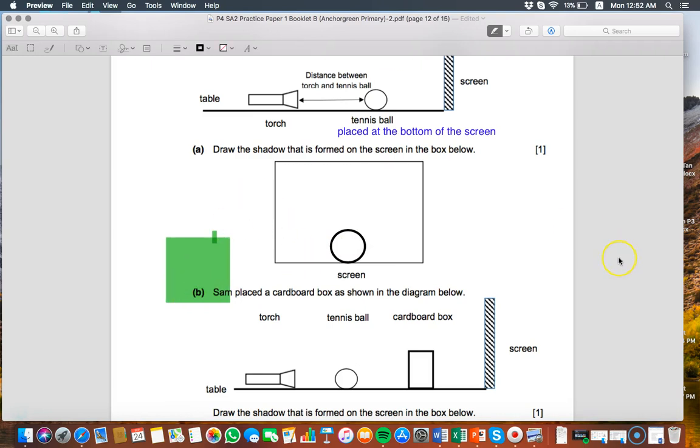Okay, you have to shade your shadow fully, because a shadow is formed when light is blocked, right? You do not have a transparent shadow. So I cannot shade, but you're supposed to shade. Alright, please shade. Okay, next.